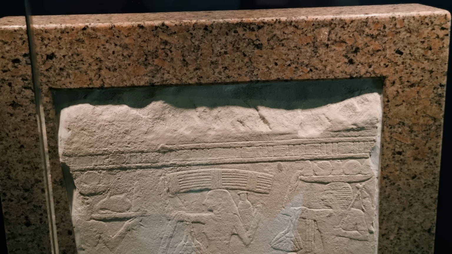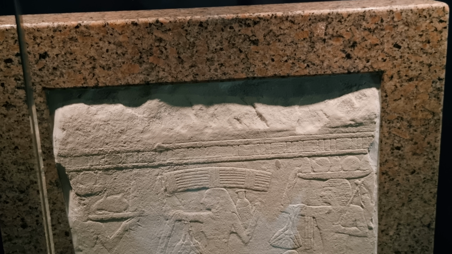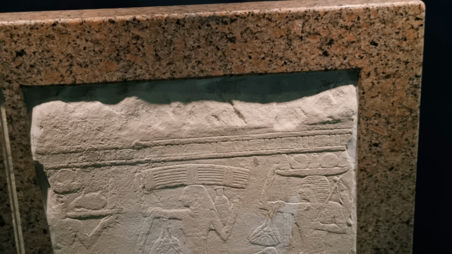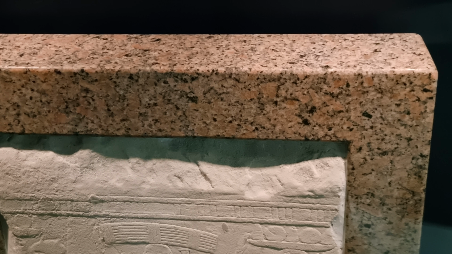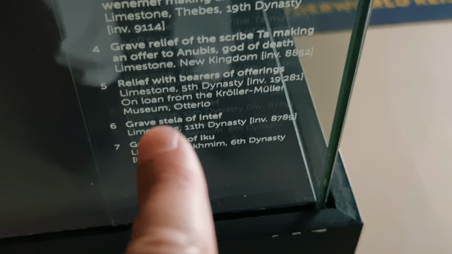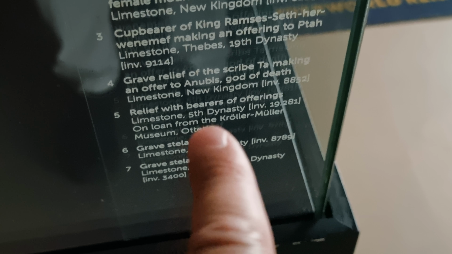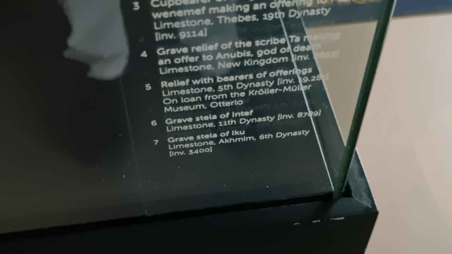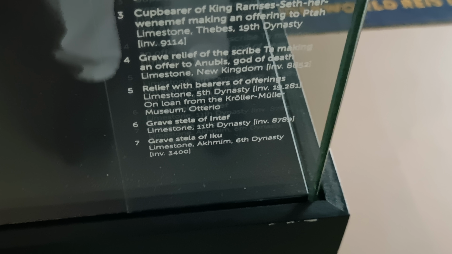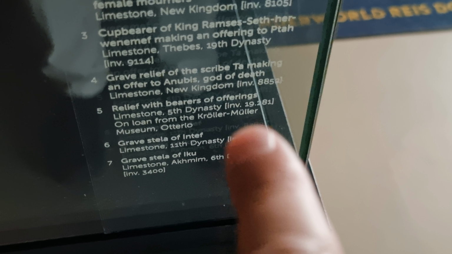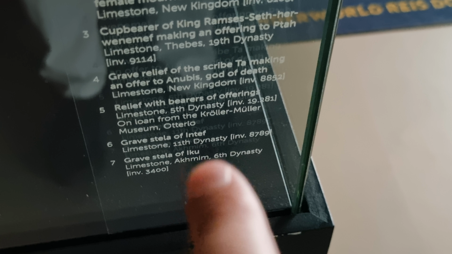I don't see any glyphs. It looks to me just like a motif really. I don't see any glyph there. So number five. I wonder if this was originally within that stuff, but it looks like an ancient frame, like the ancestor of frames. So number five is a relief with bearers of offerings made of limestone from the 5th dynasty, and it's on loan from the Muller Museum in Otterlo.